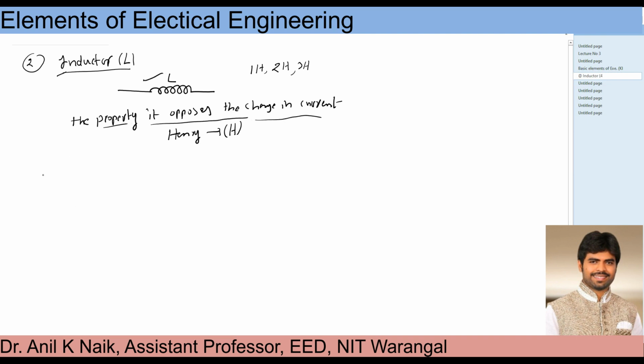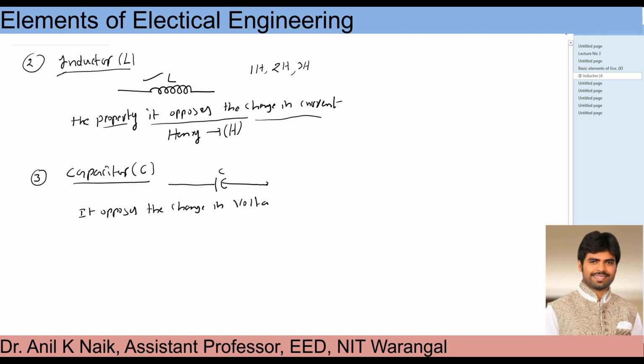The third element of this particular electrical circuit is called the capacitor. The capacitor is denoted with C, and the electrical symbol for this capacitor is like this. And what is the property of this capacitor? It opposes the change in voltage, or it opposes the sudden change in voltage.